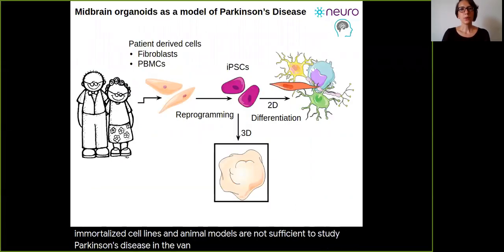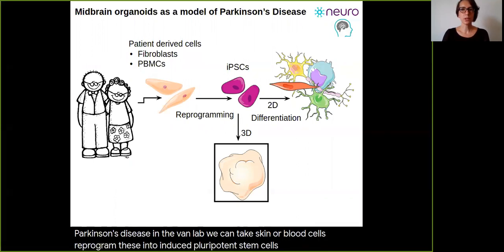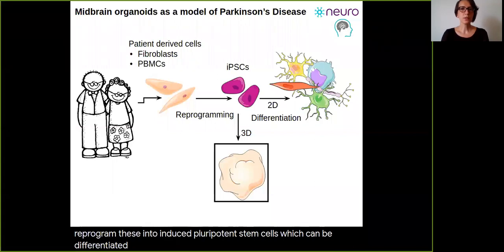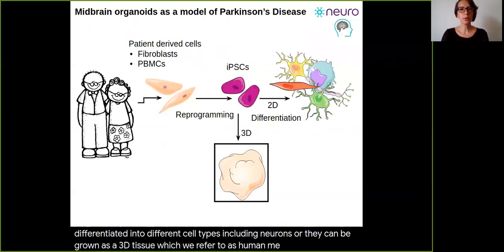In the Fawn lab, we can take skin or blood cells, reprogram these into induced pluripotent stem cells, which can be differentiated into different cell types, including neurons, or they can be grown as a 3D tissue, which we refer to as human midbrain organoids.